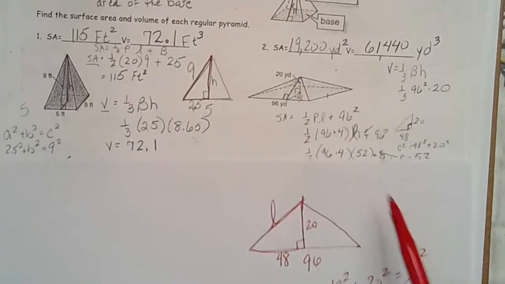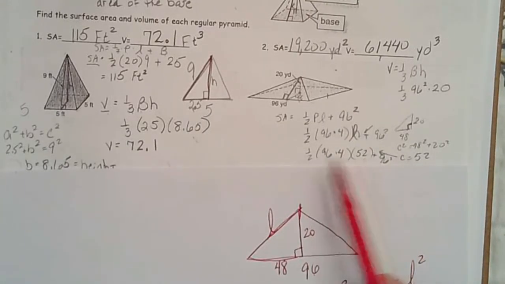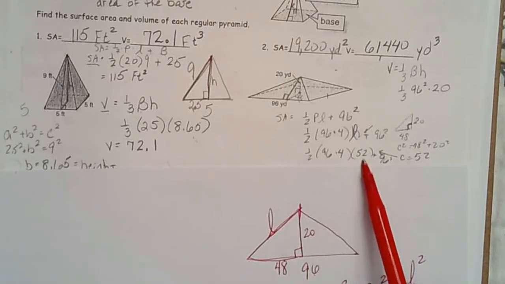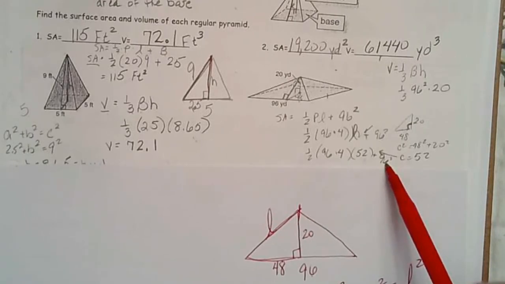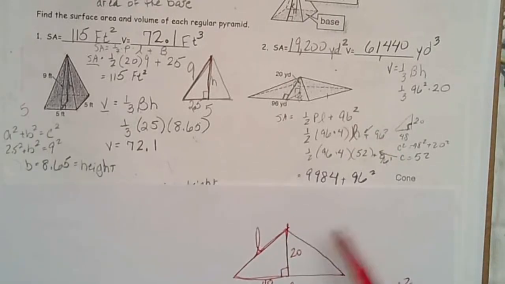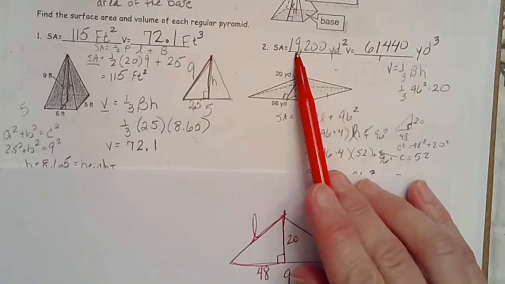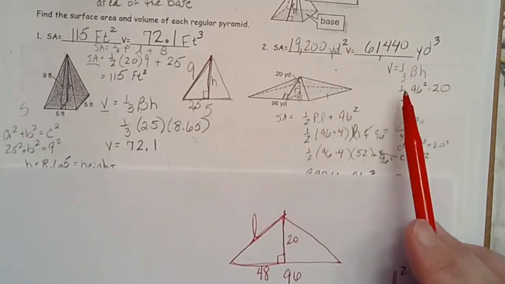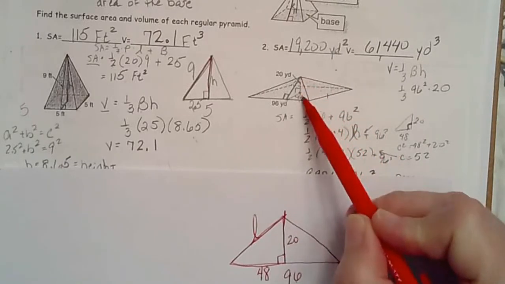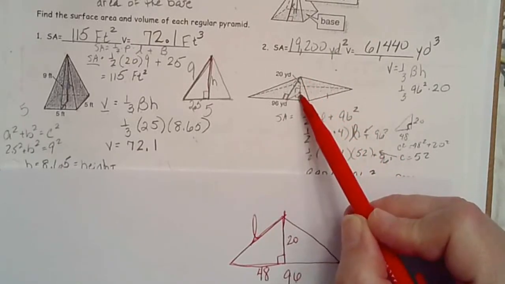So I'm going to plug 52 in here. So 1/2, 96 times 4, times 52, plus side squared because it's your base squared, and that's where I get this 96 squared. Figure it all out, and that's 19,200 yards squared.